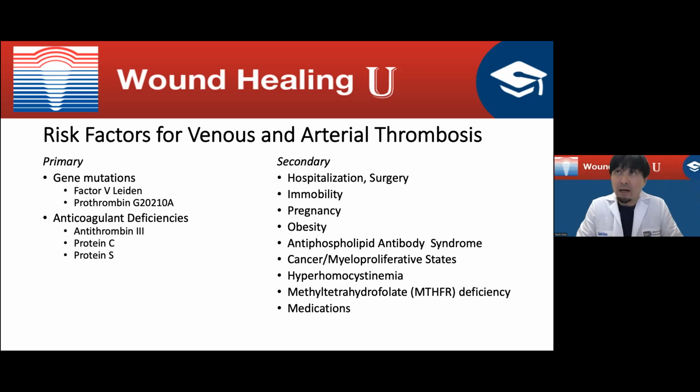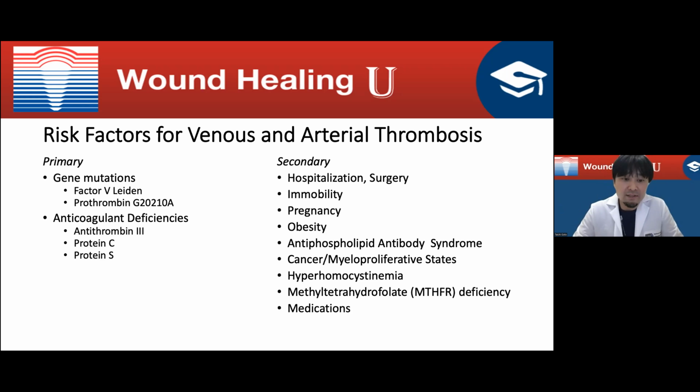For the primary hypercoagulable states, they are mostly related to inherited conditions, genetic mutations, such as factor V Leiden, prothrombin mutation, or antithrombin, protein C, protein S deficiencies.